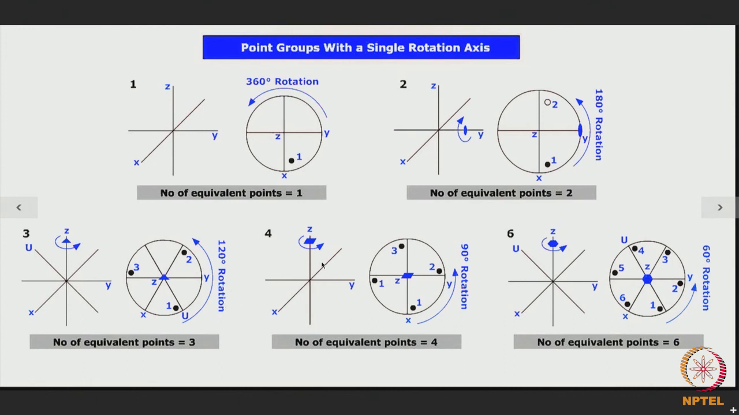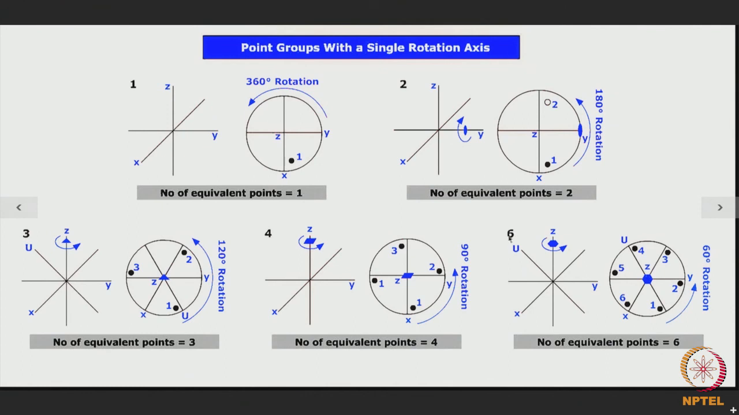And as you have already seen, if there is a fourfold rotor, again along the z direction, 1 will produce 2, 2 will produce 3, 3 will produce 4. I am sorry, this is misspelled as 1, this will be number 4. So, 4 equivalent points are produced.